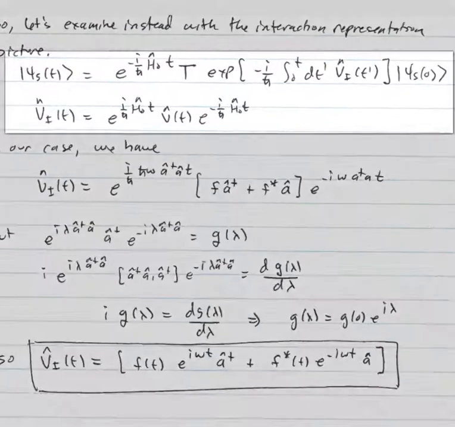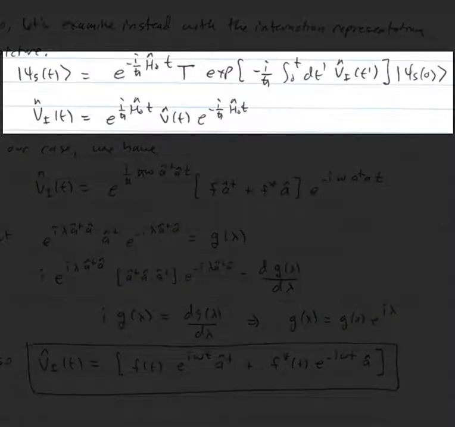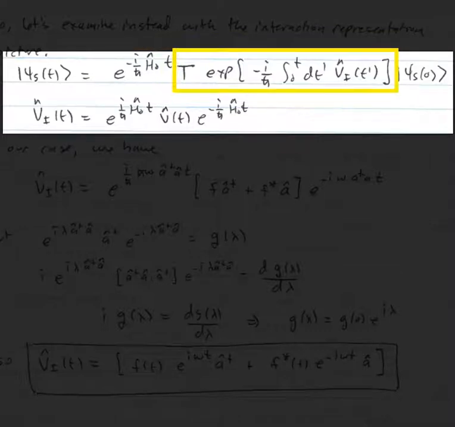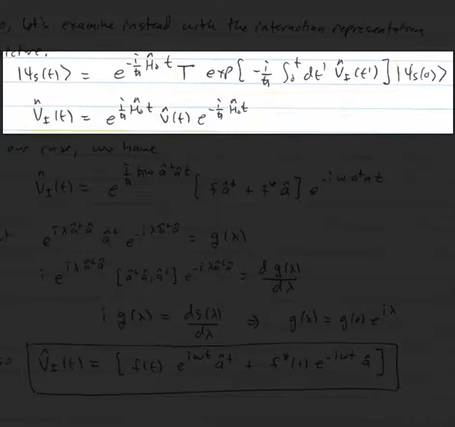So the starting place is to begin with the interaction representation, and as you recall, the interaction representation writes the Schrodinger wave function as e to the minus i over h bar H0 t, time-ordered product of the exponential of the integral of the interaction representation potential, where the interaction representation potential V_I of t is given by e to the i over h bar H0 times t, V of t, e to the minus i over h bar H0 t. And all of that will be acting on the Schrodinger wave function at the initial time.